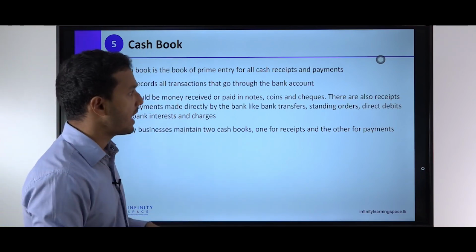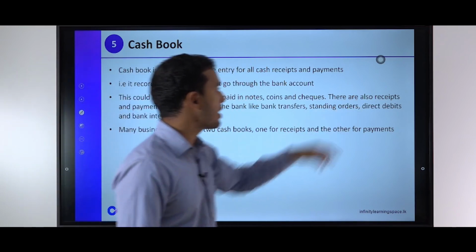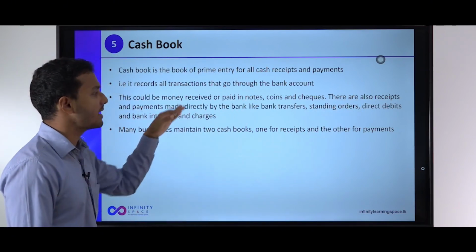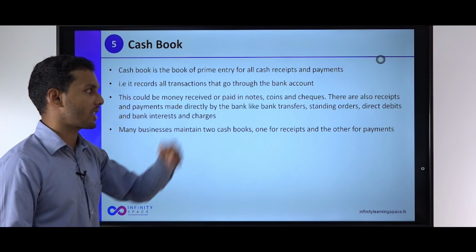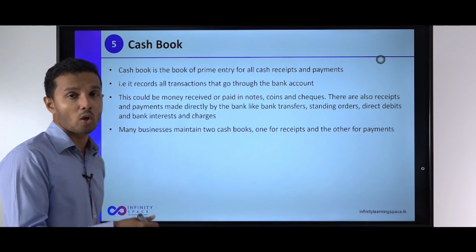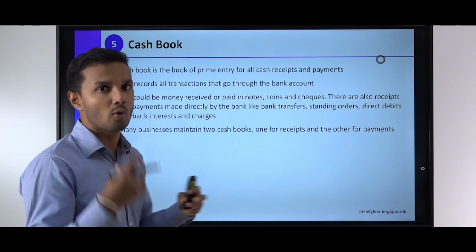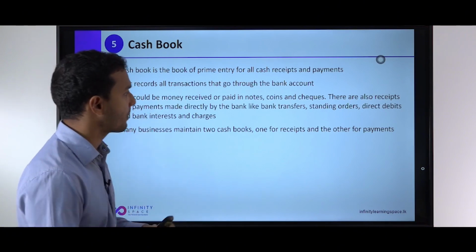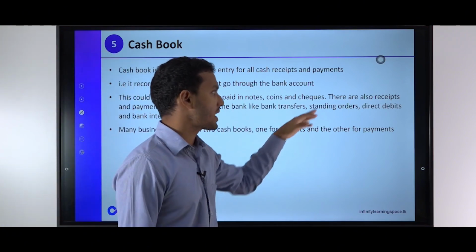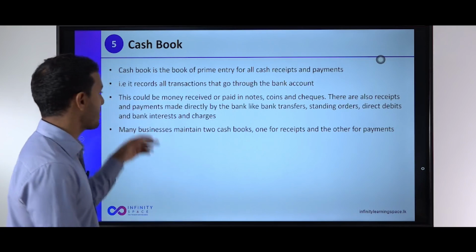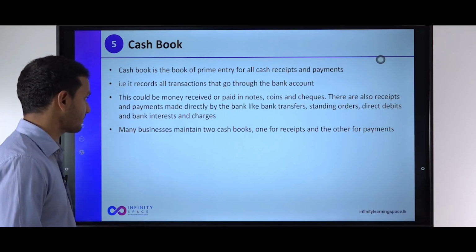the cash book. At the same time, there are also receipts and payments made directly to the bank, like bank transfers. Sometimes we don't pay in notes and coins, we issue checks or we do a direct bank transfer to a supplier. So those will also be recorded in the cash book. Like bank transfers, standing orders, direct debits and bank interest and charges.